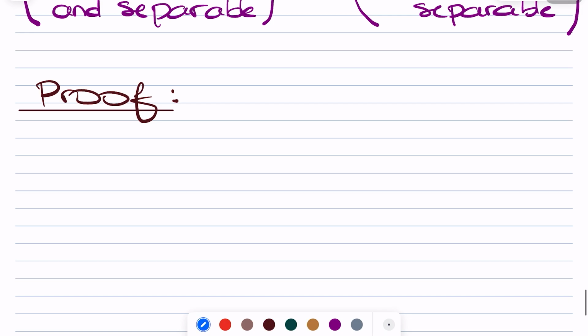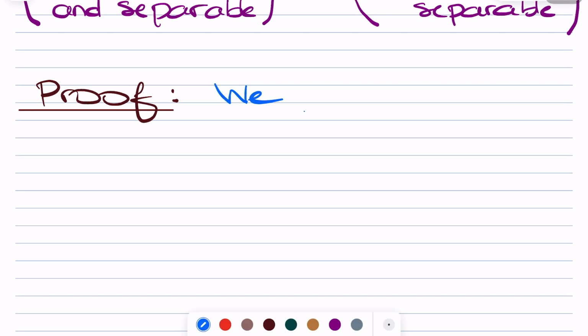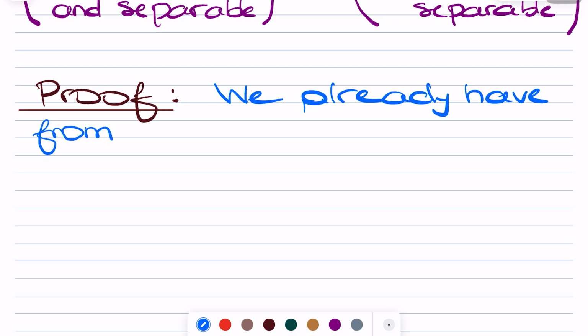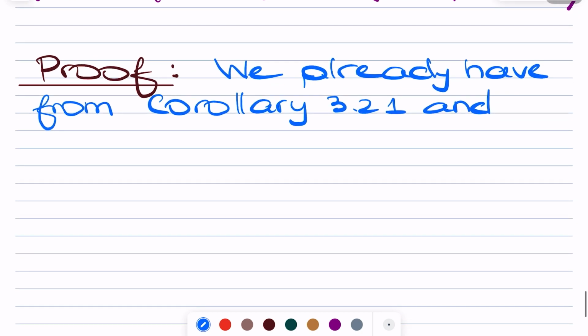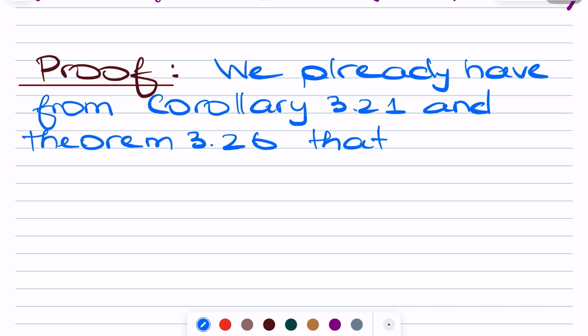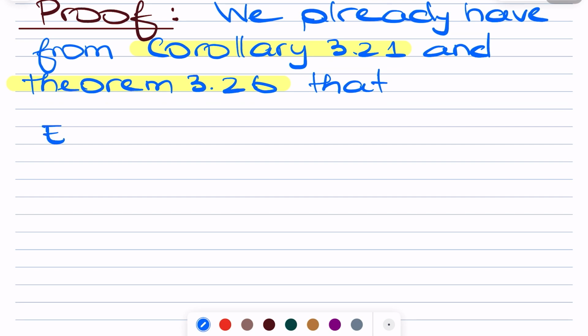Okay, we already have one implication, from Corollary 3.21 and the above theorem, Theorem 3.26. Let me highlight that Corollary 3.21 was on reflexive spaces. So we already have from that: if the dual space is reflexive, then E is also reflexive. This was from Corollary 3.21 and Theorem 3.26.